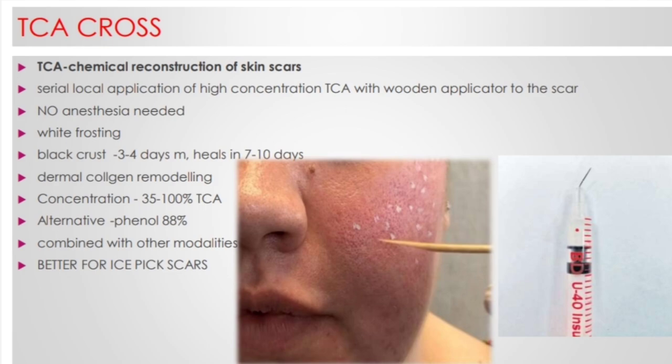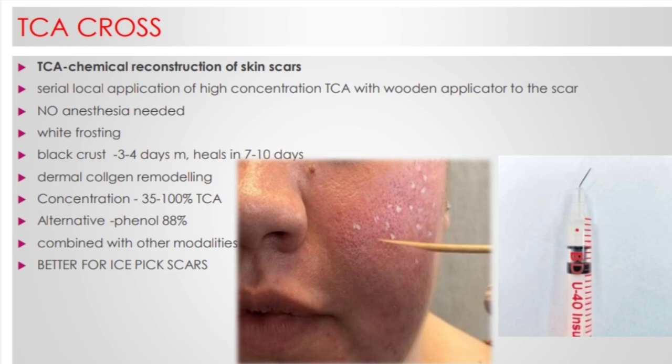With the help of a wooden applicator, TCA is applied on the individual acne scar, and the white frosting is seen as an endpoint. This forms a black crust in 3 to 4 days and usually heals in 7 to 10 days. It acts by dermal collagen remodeling, and the concentration used in this treatment is usually 35 to 100% of TCA. Alternatively, phenol 88% can be used.